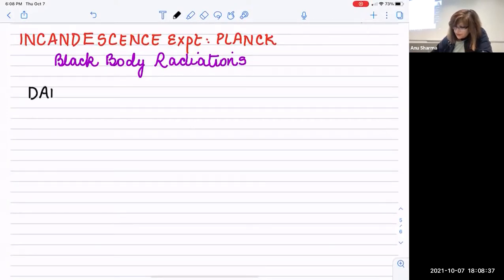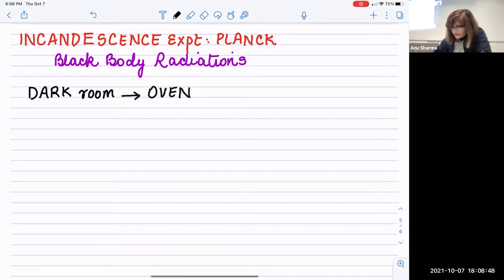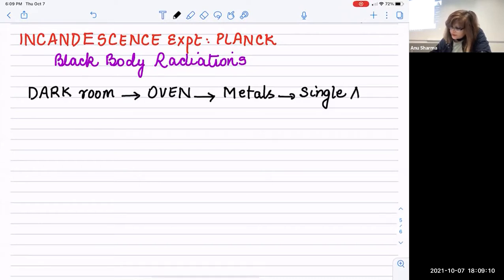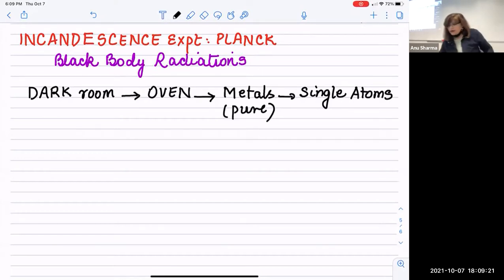Dark room, a pitch dark room. Don't bring any light from outside, absolutely dark. In that dark room is an oven, a very specially made oven in which no light is going to be involved anywhere. In that oven, they put metals, which we know contain only one type of particle. So single atoms, absolutely pure substances, pure metals. These metals they were getting from metallurgy: they bring rocks, start heating them, and then they crack, and that's how they get the pure metals.